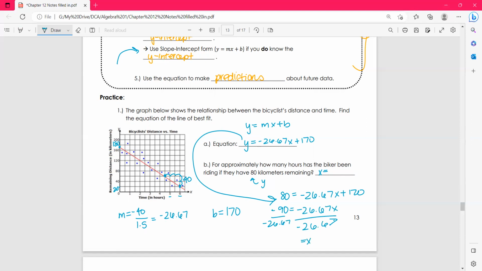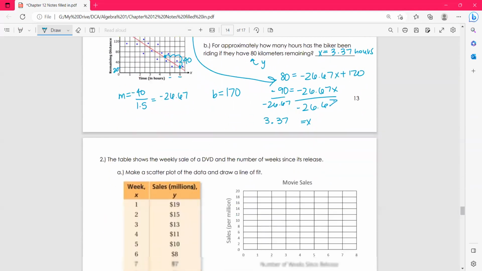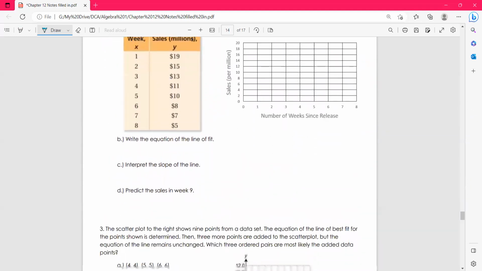And we get 3.37. And that would be in hours. So 3.37 hours remaining. Okay, that's how we're going to use the line that we find for the line of best fit. Okay, let's just try this one here.